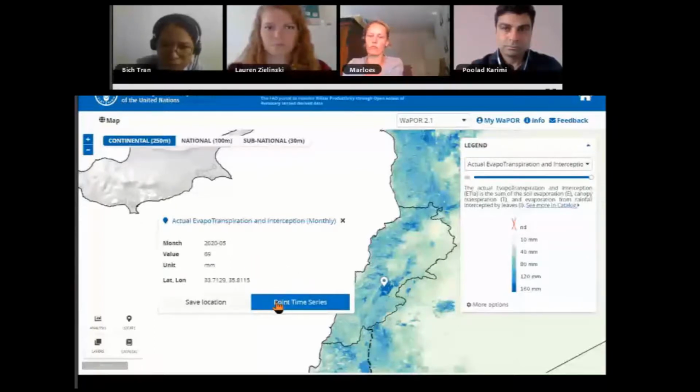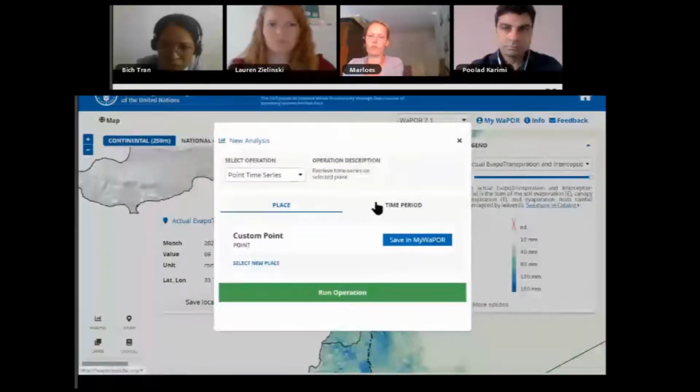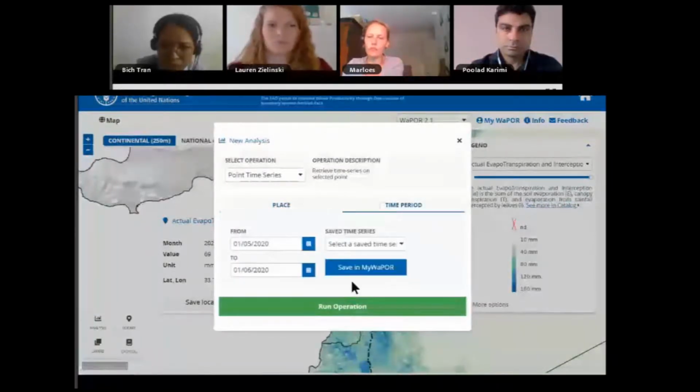Whichever point you click, you can choose point time series to open the same analysis window and follow the same step to generate time series.